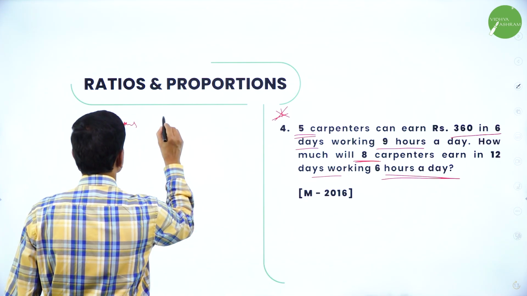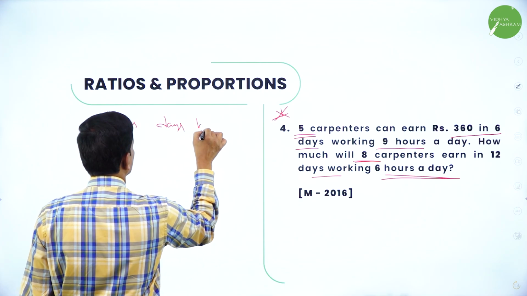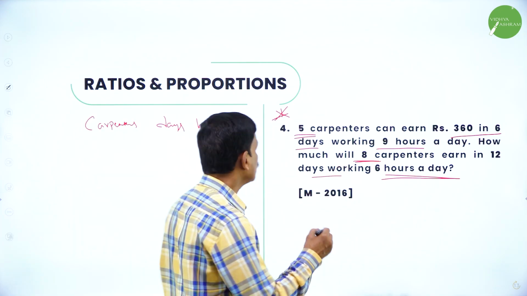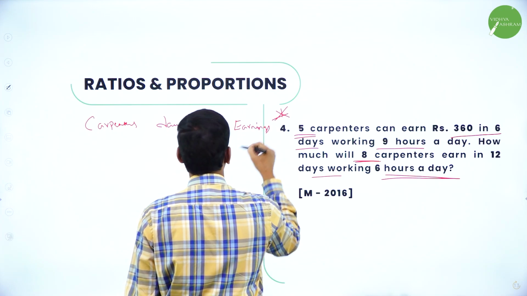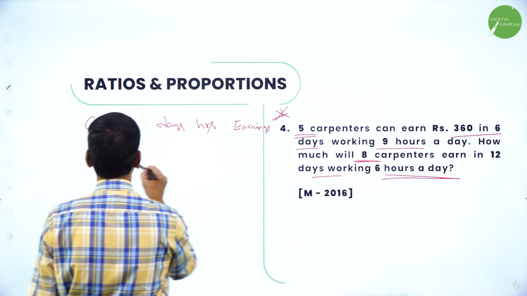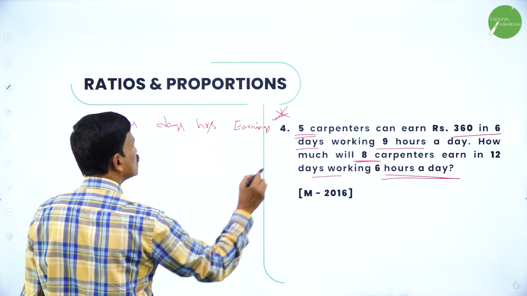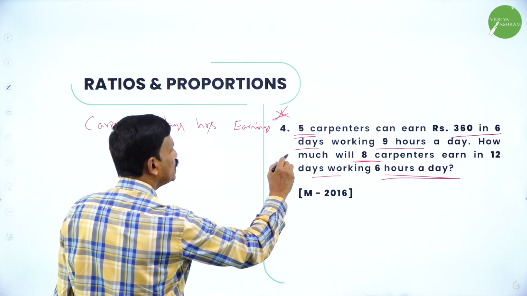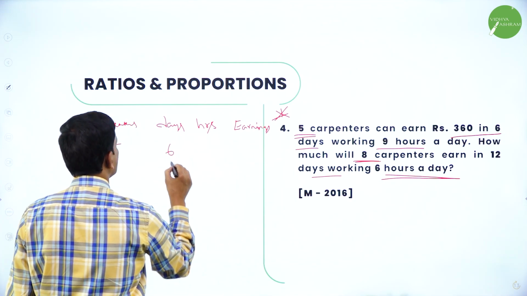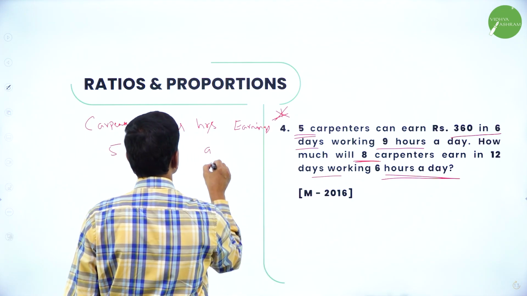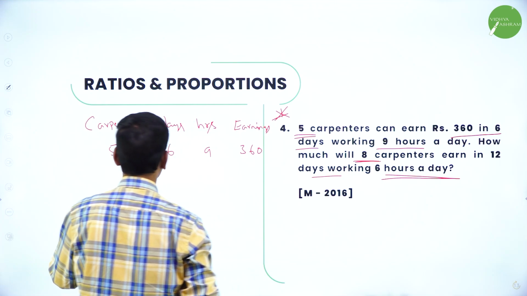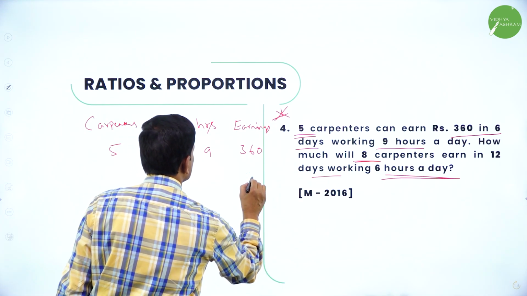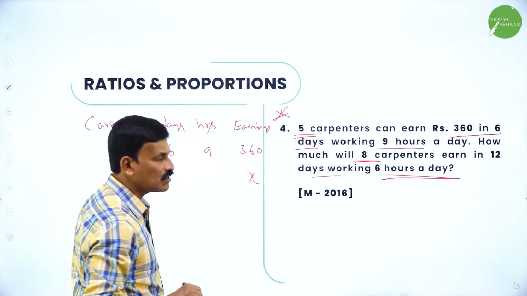Carpenters, days, hours, then earnings. So first, how many carpenters? 5 carpenters will work how many days? 6 days. How many hours? 9 hours. They will earn how much? Rupees 360. Okay. Now the second case: the amount is the question mark, x is the question mark.